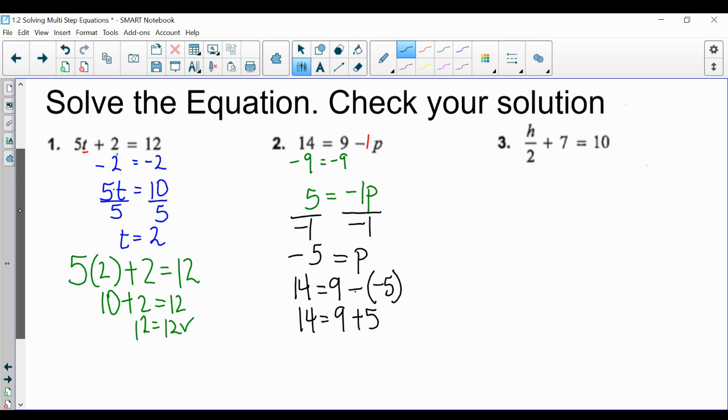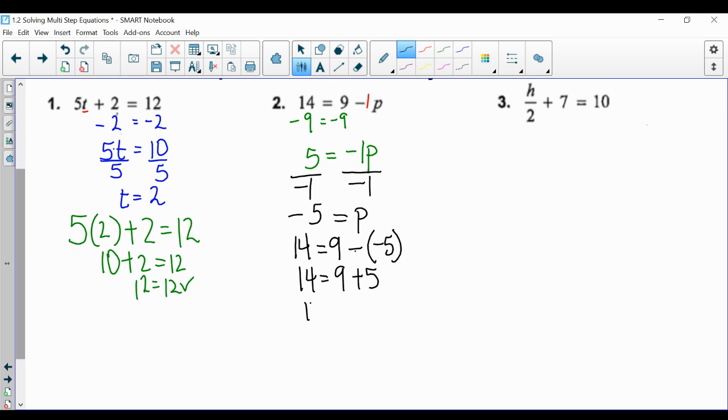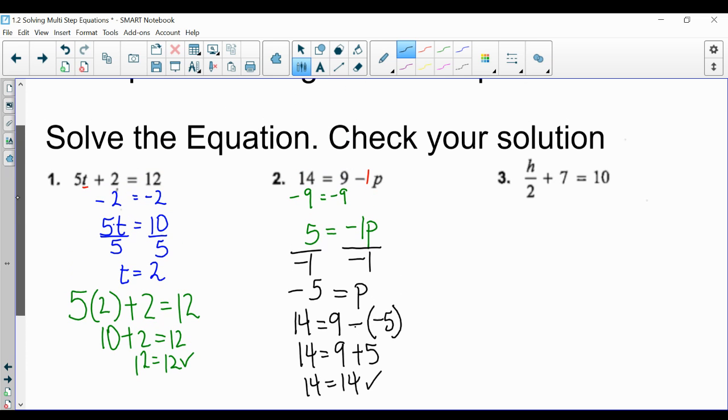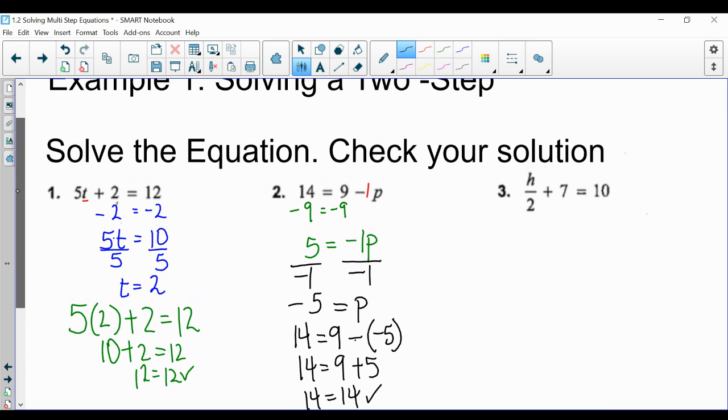So 9 plus 5 is 14. So that checks. All right, let's look at the last example. It's a fraction. And remember, we know a fraction is just a division problem. So opposite of division is multiplication. So we're just going to get rid of that fraction.